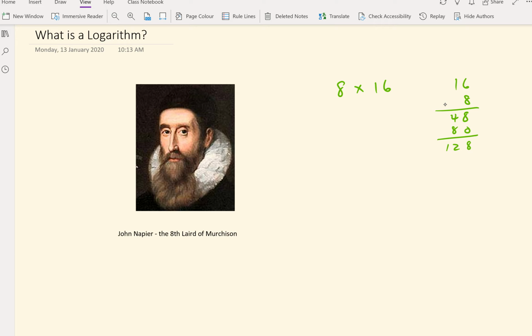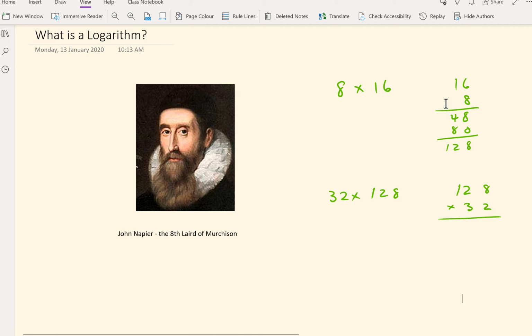But if I gave you a different calculation, say 32 times 128, well, then we're starting to look at a slightly longer multiplication. And yeah, it's doable, but it takes time.